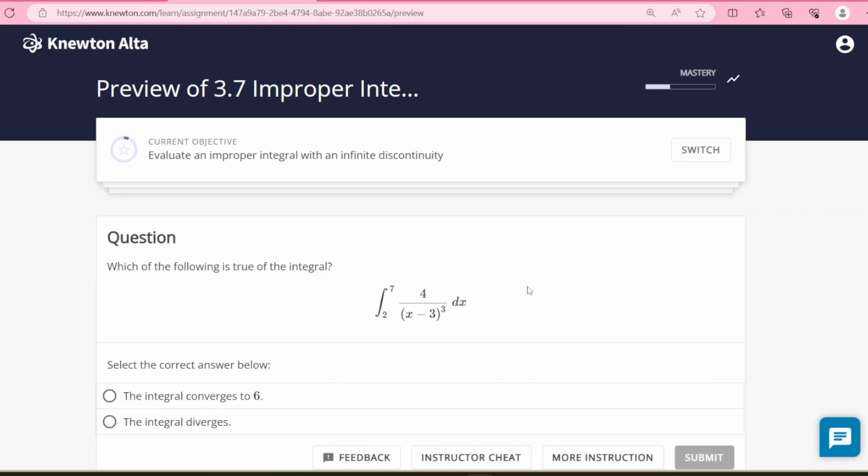Beautiful. This is one of those integrals. I have the integral from 2 to 7 of this 4 over x minus 3 cubed dx. This function, 4 over x minus 3 cubed, would not be continuous at 3. And 3 is between 2 and 7. So this is actually one of those that I was talking about where we have to split it up.